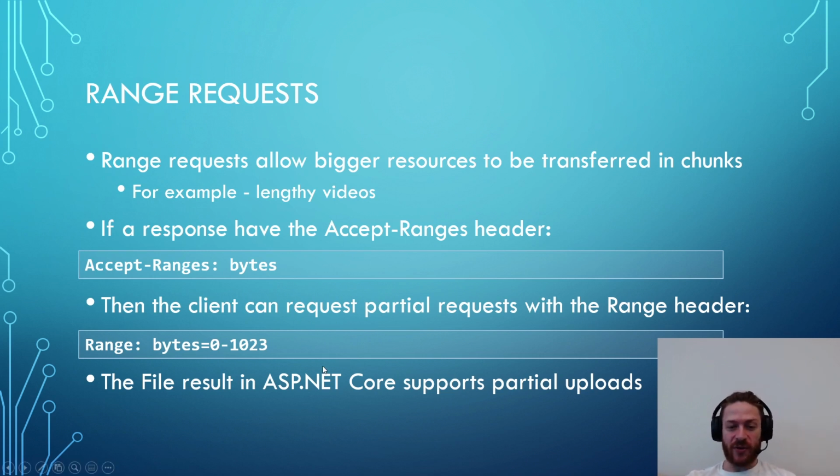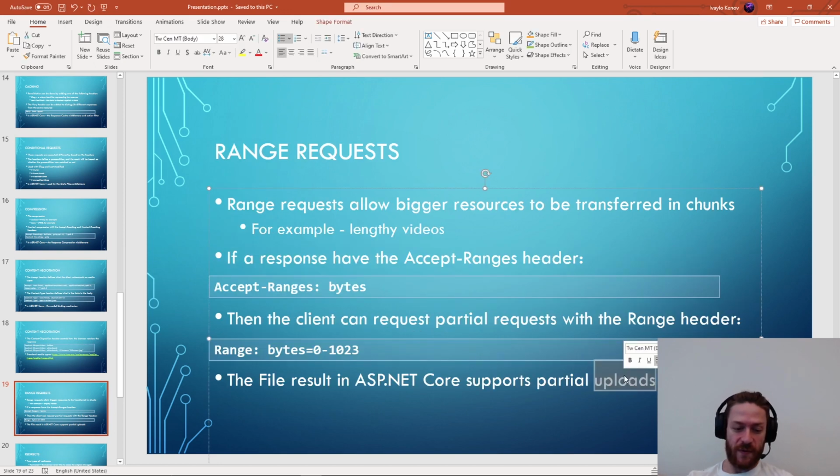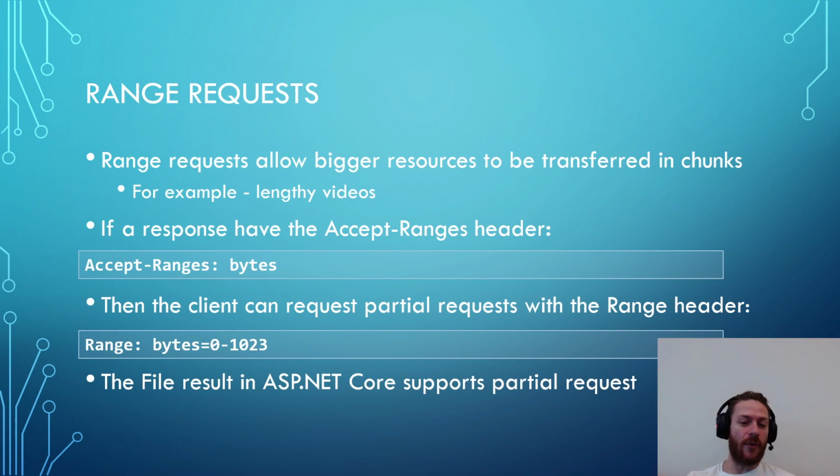The ASP.NET Core supports partial requests by using the file result. If you say return file, you can specify that this is a range request. You can specify that you will return the file in a range. It's super easy. Just look at the documentation, but it's super fast to do, and you will turn on returning files by ranges.